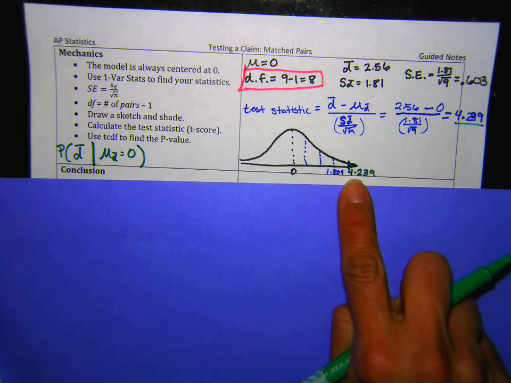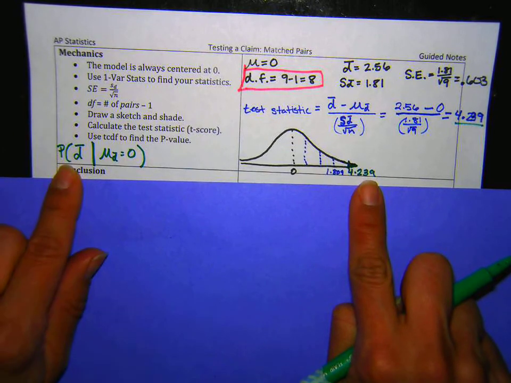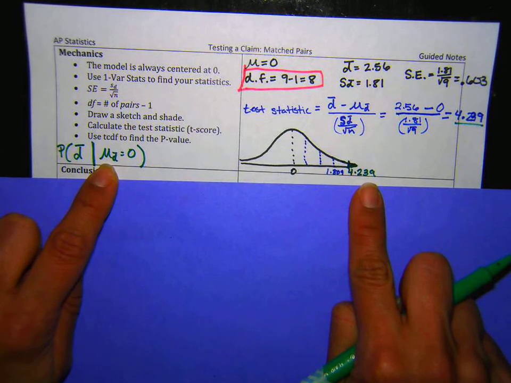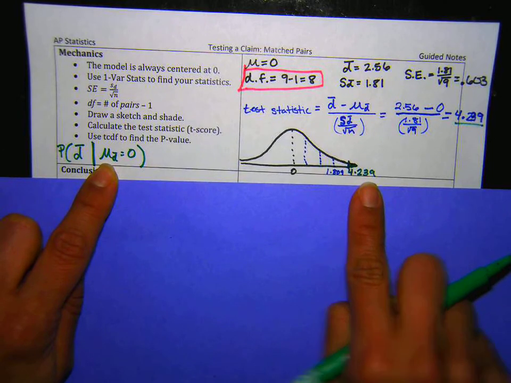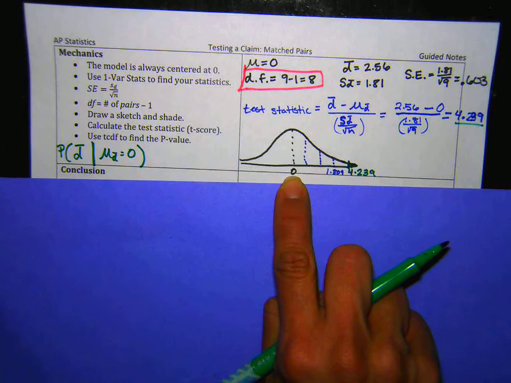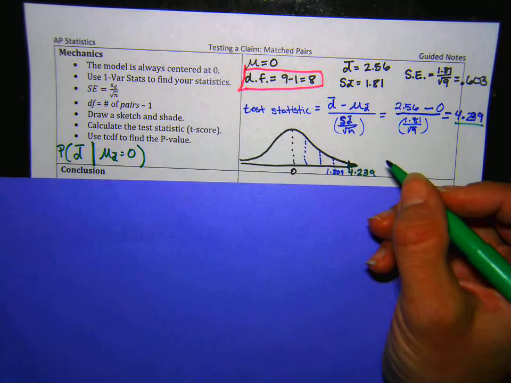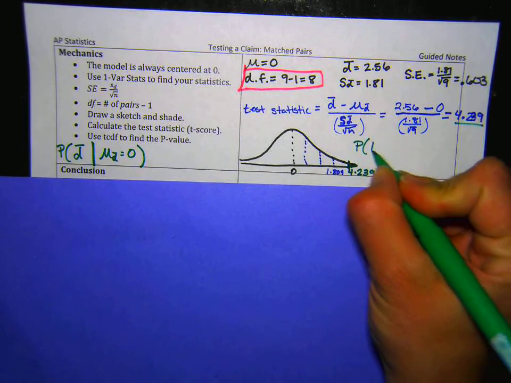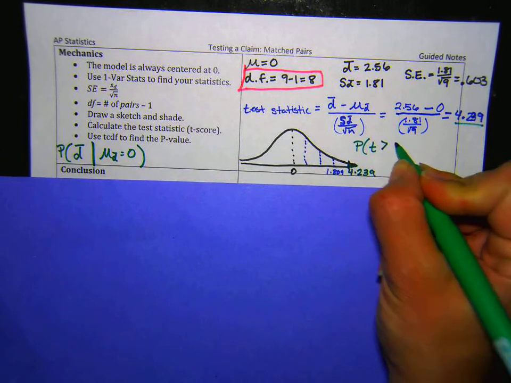So we need to calculate this p-value. Remember, p-value is a conditional probability. The probability of our sample difference given the average difference is actually 0, given that our data is centered around this 0. So we can get this value either in our table or using our calculator, looking at the probability that t is greater than 4.239.